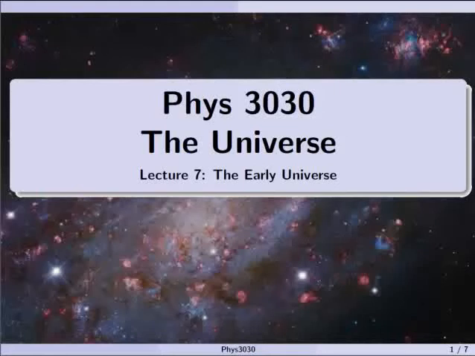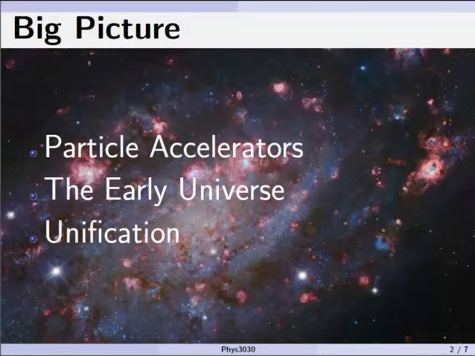Physics 3030, the universe. This is lecture 7. And this lecture is going to be about the early universe. This is the universe before recombination, before the microwave background gets sent away. And we will begin this lecture by talking about particle accelerators, and then we'll talk about the early universe, and then we'll talk a little bit about the unification of forces, which is talked about in this section of your book.